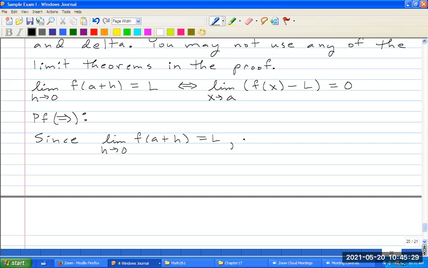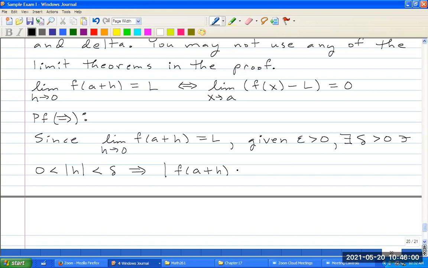Then, given epsilon greater than 0, there exists a delta greater than 0 such that if the absolute value of h is less than delta, then the absolute value of f of a plus h minus L is less than epsilon. Okay. And this is true for any h satisfying that. As a matter of fact, it's true if h were equal to x minus a.